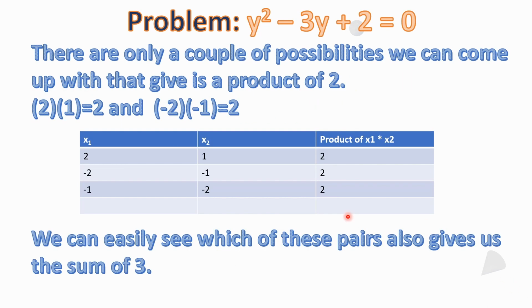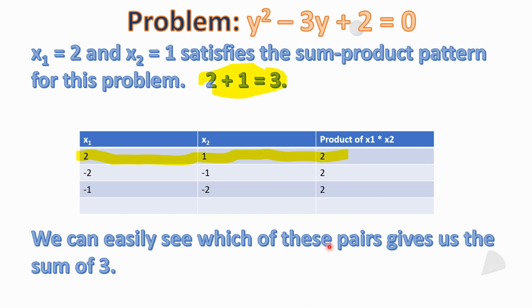So one thing I could do here, there's really only a couple possibilities. This is a fairly easy quadratic equation. There's only a couple things here that really give us a product of 2. Basically, we could have 2 times 1 is 2, or we could have -2 times -1 is 2. And of course, you could flip those. You could have 1 times 2 is 2, and -1 times -2 is also 2. But if we look at those, we also need to figure out which of those pairs also gives us the sum of 3? Remember, we got to meet that second criteria.